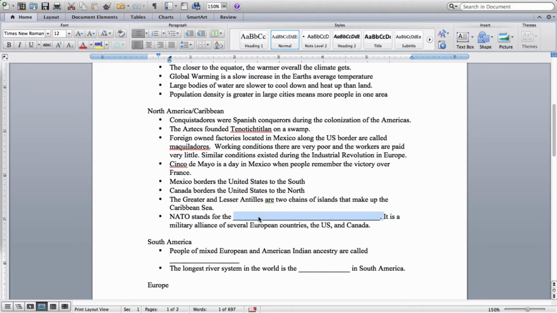NATO stands for the North Atlantic Treaty Organization. It is a military alliance of several European countries, the United States and Canada.